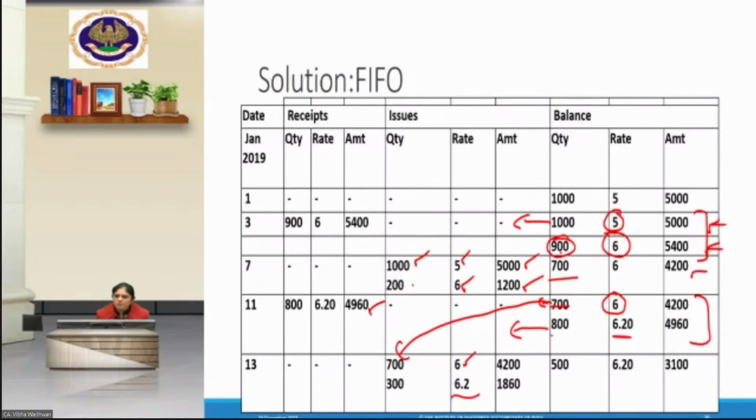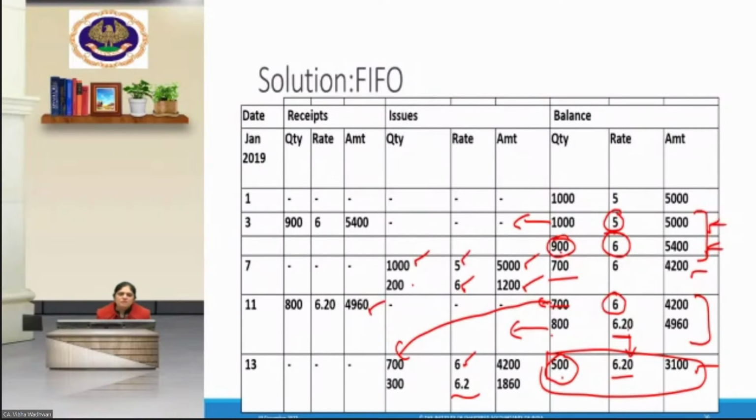Clear? So out of 800, 300 were used and 500 is left at the rate of 6.2, which was actually left, and the value of closing stock is 3100. So 500 units at the rate of 6.2 is 3100, the value of closing stock. So this is nothing but the closing stock we have calculated under FIFO method. So this value of closing stock actually goes to the trading account when we see closing stock. Clear? So here it is calculated and there it is posted.